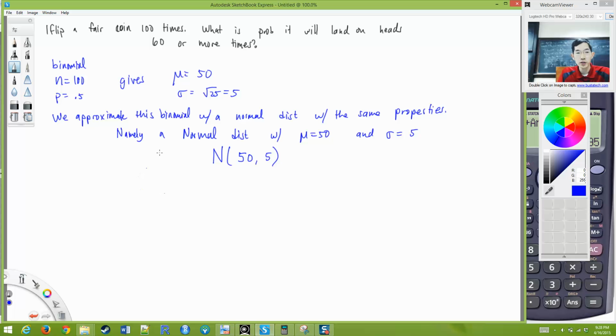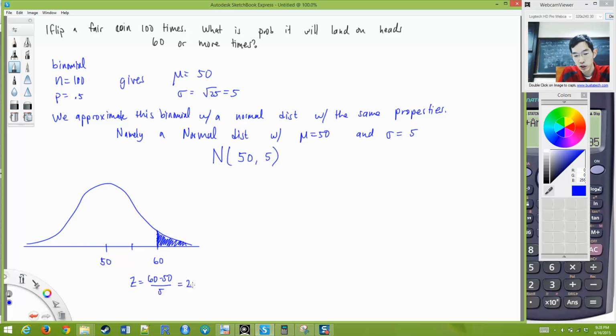All right, and so the question was, what is the probability it will land on heads 60 or more times? Okay, and so I'm going to put 50 in the middle, and I'm going to mark 60 and draw a line right there, and I'm essentially asking how much is greater than 60? Okay, and so this would give me z equal to 60 minus 50 over 5, z equal to positive 2. Okay. But wait, we have a slight problem, okay?